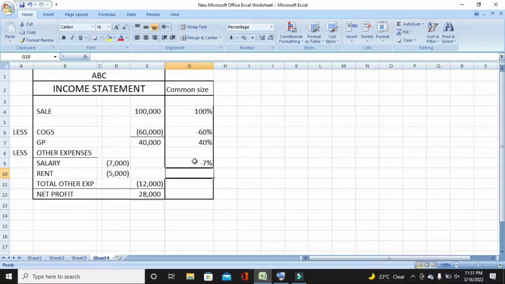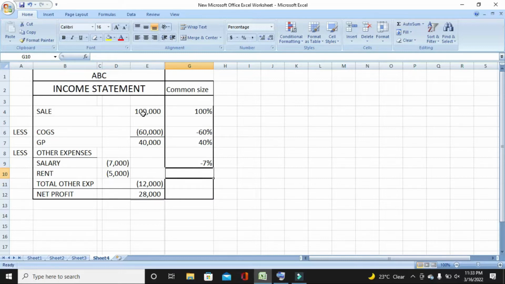What does that 7% mean? It means if we have collected 100 rupees from our customer, out of that 7 rupees goes to our employees in the form of salaries. So if we sell for 100 rupees, 7 rupees will go to our employees. Here our salary is 7% of the sales.